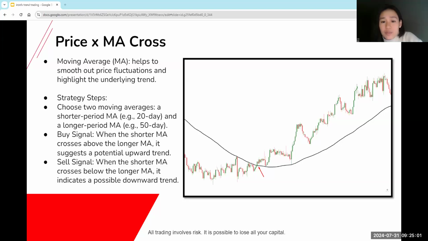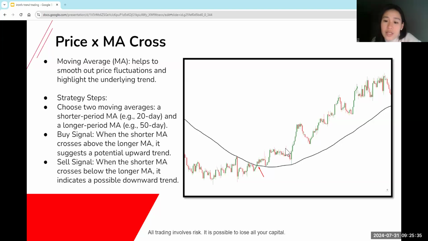So an example would be if your 20-day crosses above the 50-day, it's a buy. If the 20-day crosses below the 50-day, it's a sell. Pretty straightforward. Okay, so this strategy aims to capture trends, and it works best in trending markets. Like you see in the picture here, price is moving above. You can see the arrow, the minute it crosses above, it suggests that price is now moving into an uptrend. So then we will go in for a buy instead.